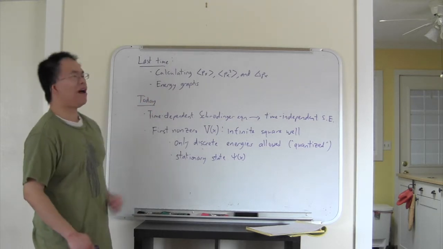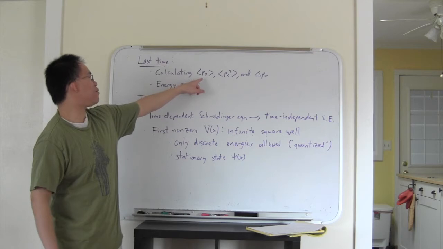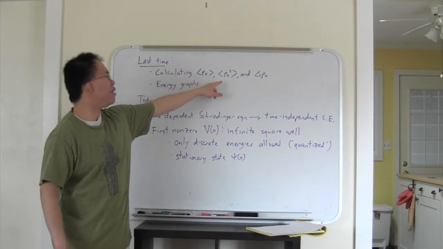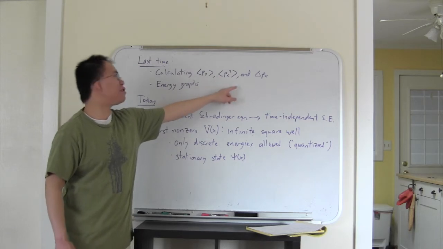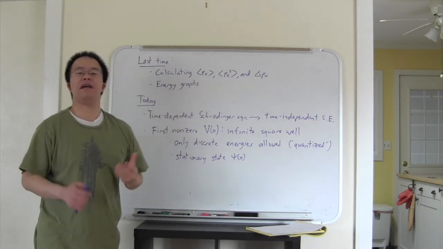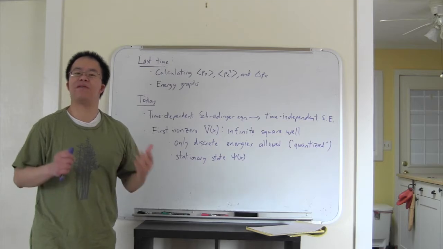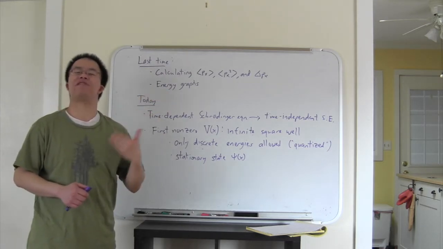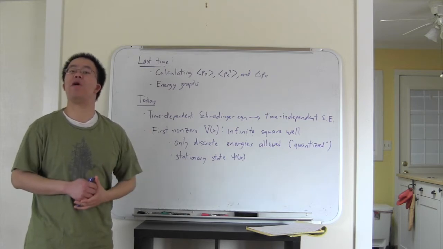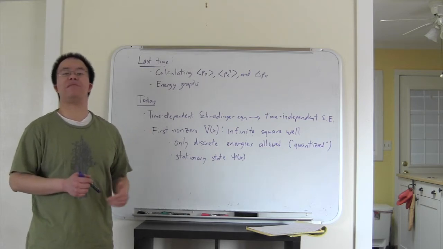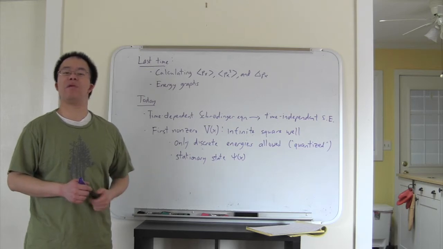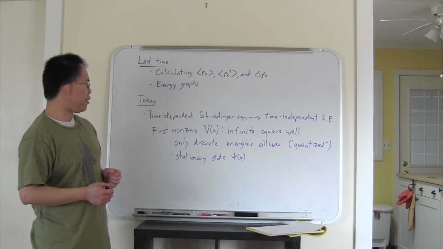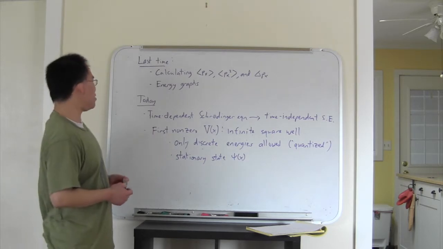So we discussed how to calculate the expectation value of the x component of momentum, p sub x, the expectation of px squared, and the uncertainty in p sub x from the wave function. We also discussed graphs of energy as a function of position for a system, something we'll start to use more beginning today. So our goals for today are as follows, sort of to give you the big picture.